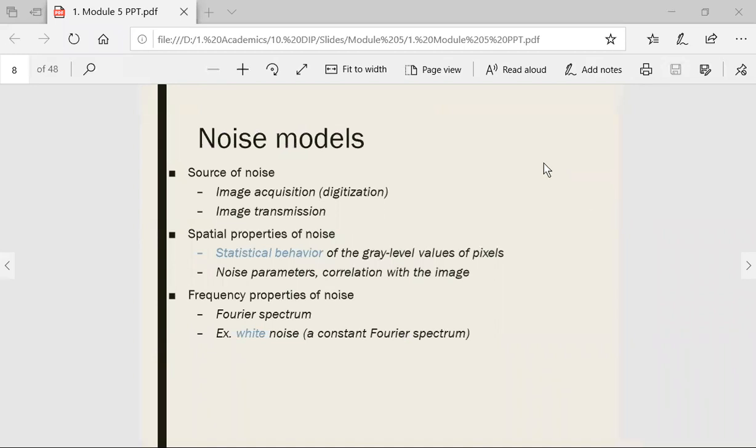Now, different types of noise models. The sources of noise we already know: image acquisition or image transmission. The spatial properties of noise are the statistical behavior of the gray level values of the pixels, and the noise parameters' correlation with the image. The frequency properties of noise relate to the Fourier spectrum, which we have seen in the fourth module. An example is white noise, which we have seen.